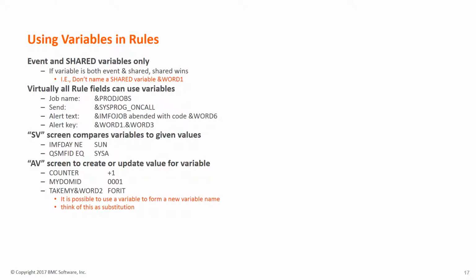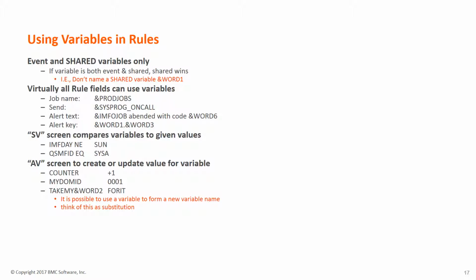As I mentioned earlier, we can use variables in rules. These are limited to event variables and shared variables. If you happen to have a variable with the same name defined in both the event and the shared pools, the shared variable is what's going to be resolved.